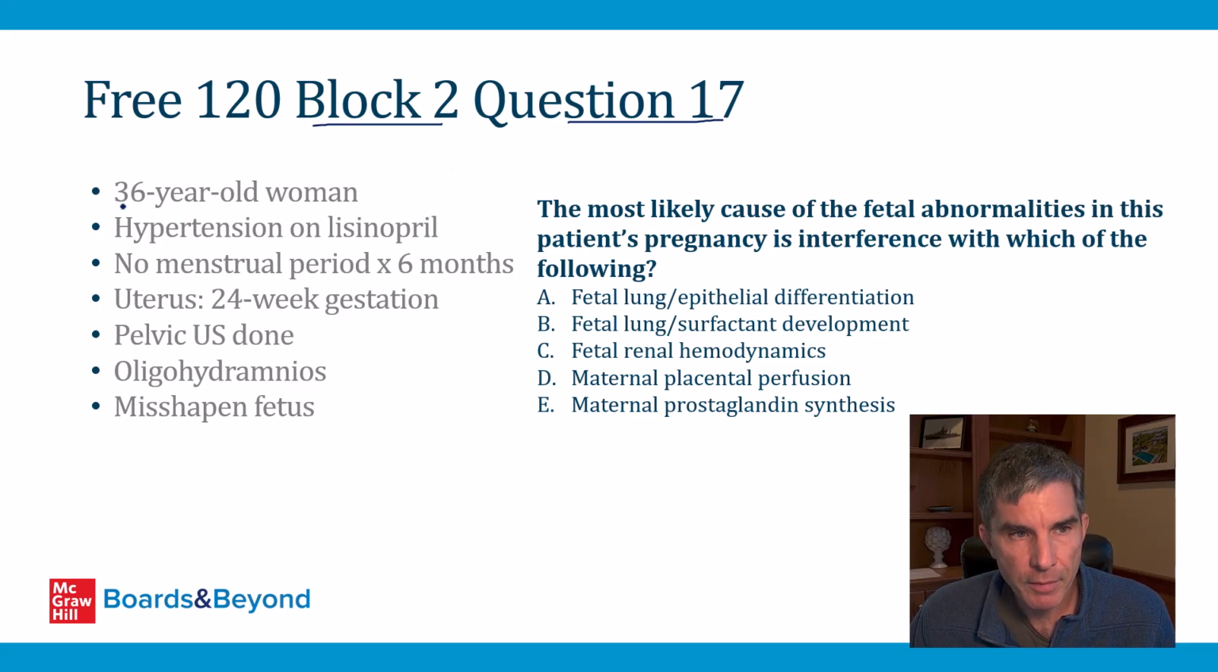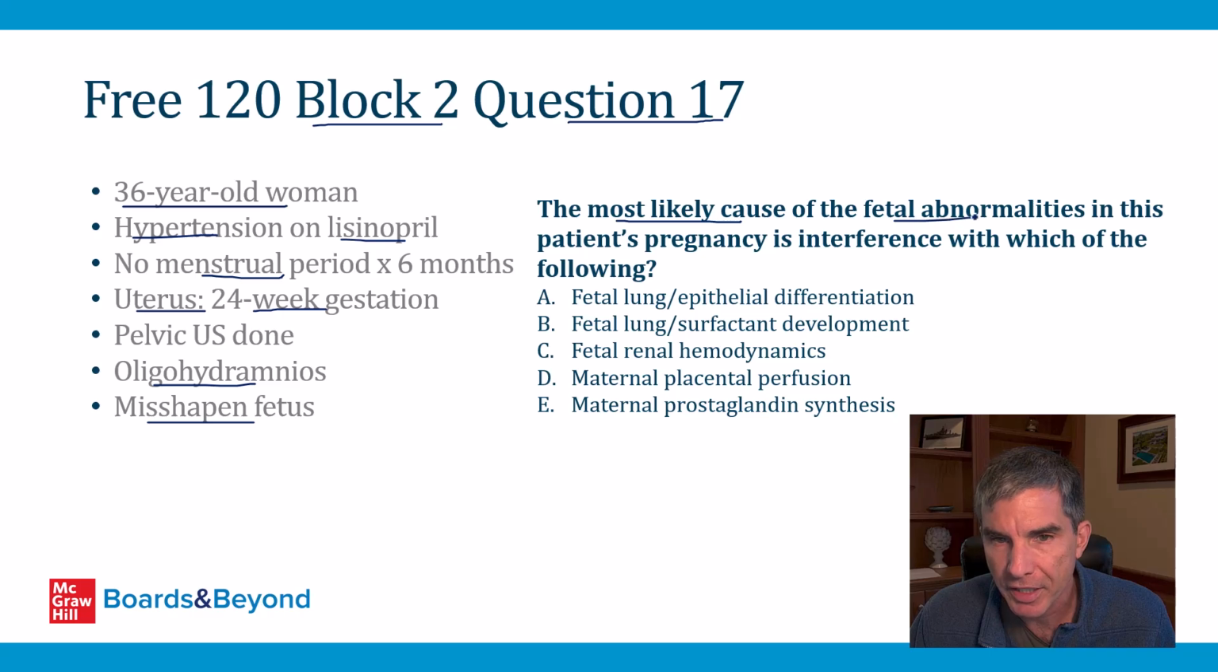So this question describes a 36-year-old woman who has hypertension for which she takes lisinopril, and she's had no menstrual periods for 6 months. On exam, her uterus is consistent with a 24-week gestation, and a pelvic ultrasound is done, and it shows oligohydramnios and a misshapen fetus. Based on this information, what they want to know is the most likely cause of the fetal abnormalities in this patient's pregnancy is interference with which of the following? And they give us 5 answer choices, which I'll let you read to yourselves.